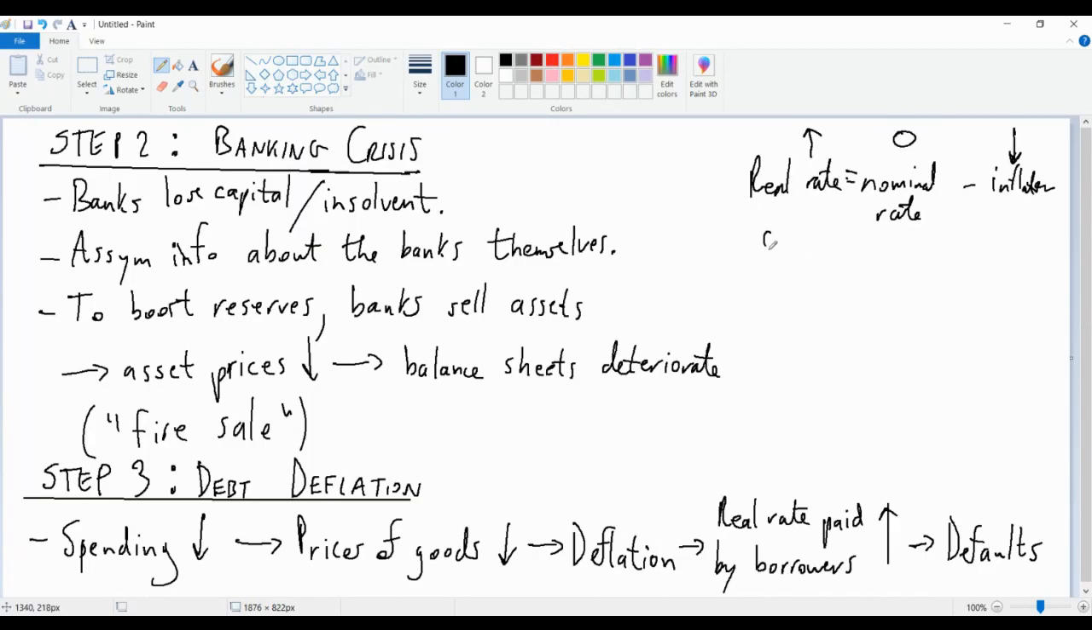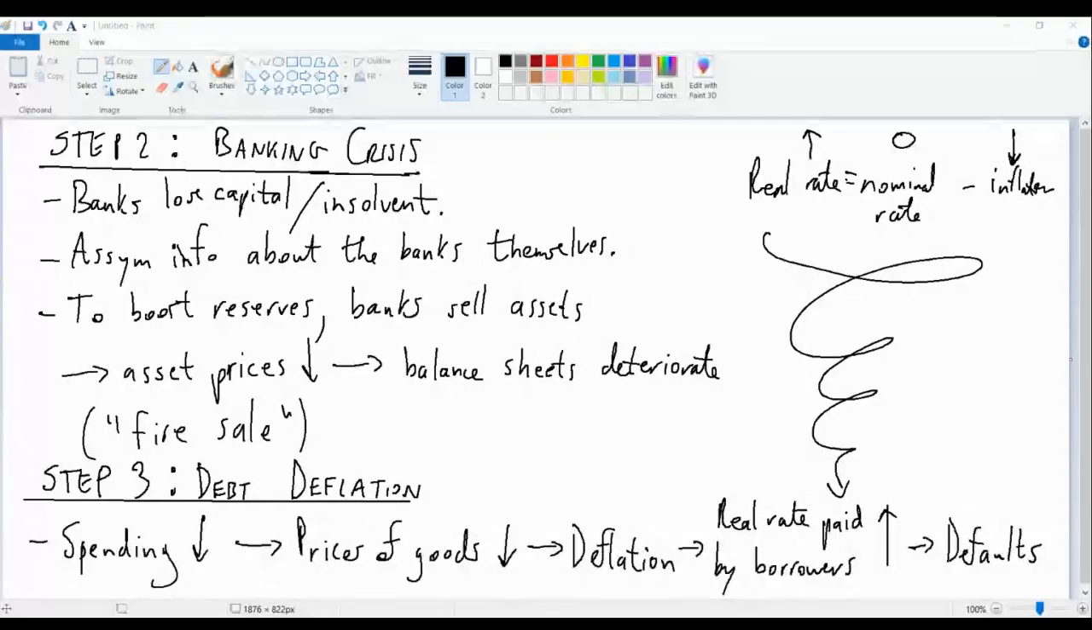So we have this downward spiral that could start anywhere in the financial system, but if it's big enough or bad enough, it will spread all the way through it and affect pretty much everyone. Any questions, comments, thoughts about this?